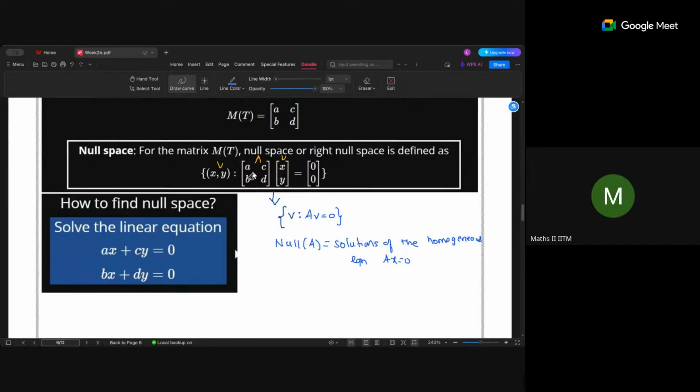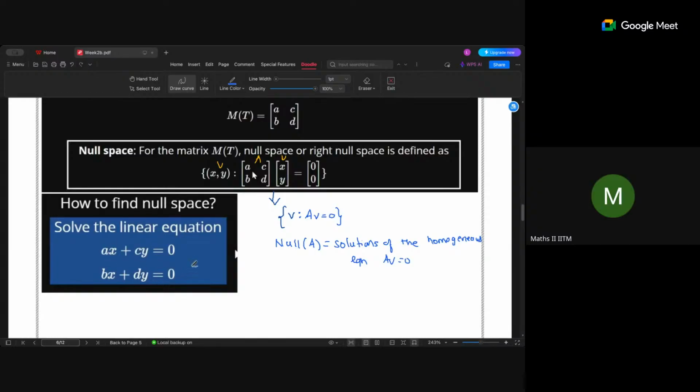Okay. So what is the null space of a matrix? The null space is the set of all V such that AV equals 0, or you can say the solution of the homogeneous equation. Maybe let's better put AV to avoid confusion, because here X is just one coordinate, right? So AV equals 0.